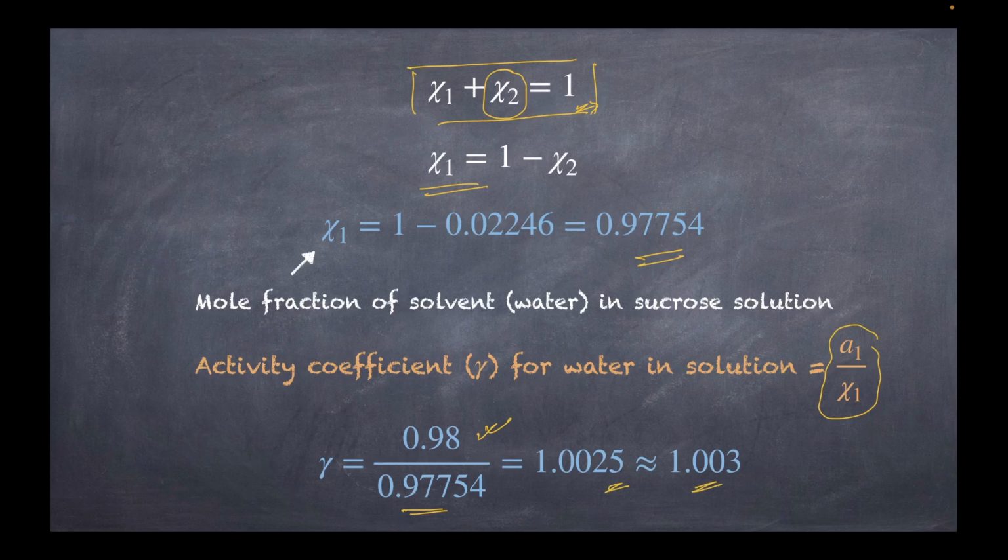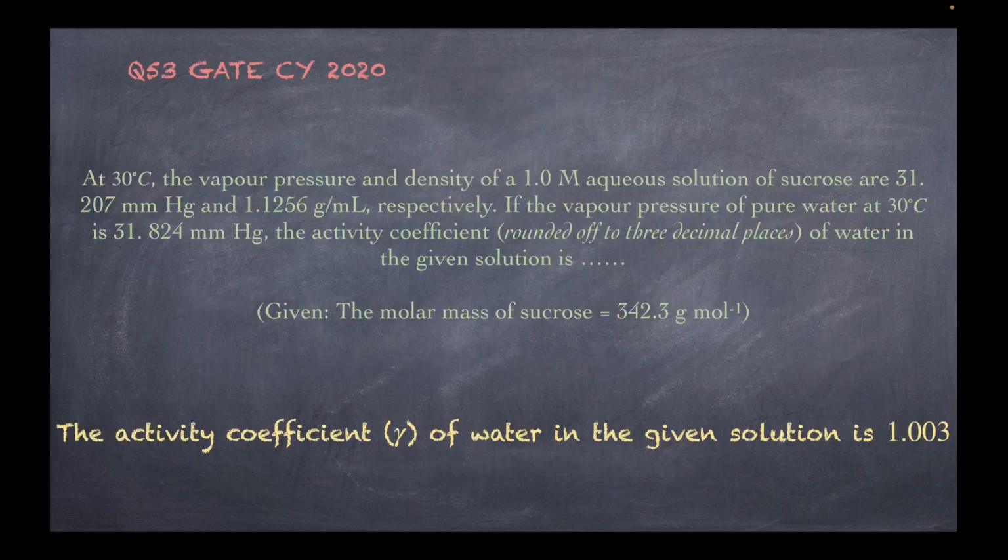Why? Because in third decimal places it is 2, and after the third decimal place, it is 5. So if it is 5 and greater than 5, then we can round up the third decimal place value, plus 1. So 1.003, 2 plus 1 equal to 3. If it is below 5, then we have to keep the value 1.002 only. So the correct answer will be the activity coefficient of water in the given solution is 1.003.